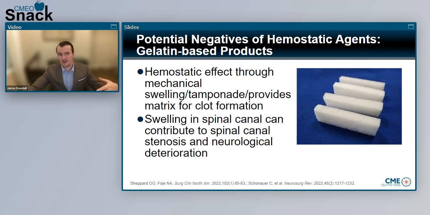Gelatin-based products. They get their hemostatic effect through the mechanical swelling, tamponade, and provide a matrix for clot formation. But they can swell. If it swells in the spinal canal, it can contribute to spinal canal stenosis, and it's even led to paralysis or neurologic deterioration called cauda equina syndrome in some settings. It's very rare, but you have to use it in the right setting.